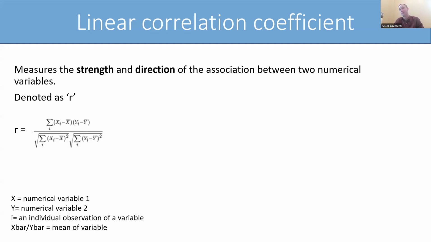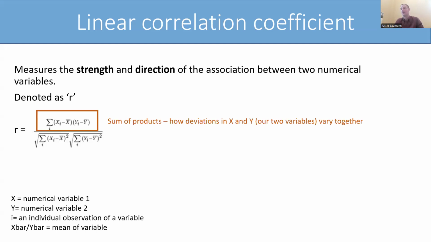X is numerical variable number 1 on the x-axis. Y, numerical variable number 2. I is an individual observation. X bar and Y bar are the mean of those variables. So we're taking the sum of the products, how deviations in X and Y vary together, and we're dividing that by the square root of the sum of squares for X and Y.